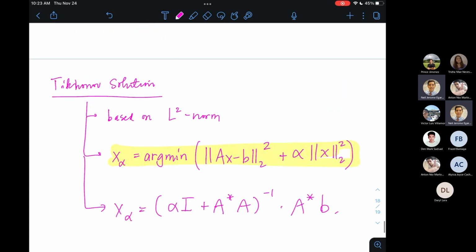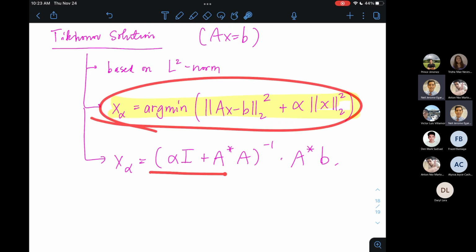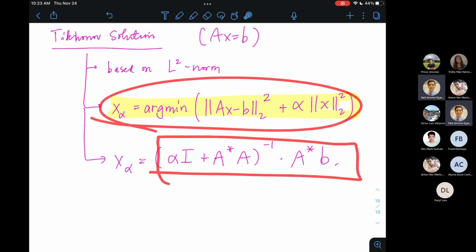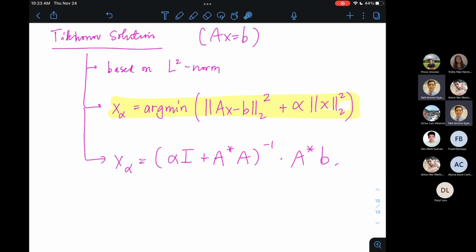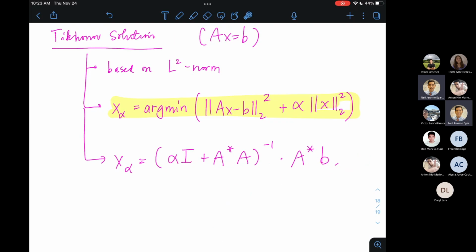So we're starting here with the system AX equals B. Then sabi ng isang theorem in Tikhonov theory, ang minimizer na to ay equal lamang dito, which is very much familiar to the least square solution. Because if alpha is equal to 0, this guy reduces to A pseudo inverse B, right? Kasi mag-0 lang to. Ito ay yung pseudo inverse, all right? So ibig sabihin, X alpha, when alpha is equal to 0, is simply the least square solution, which makes sense.